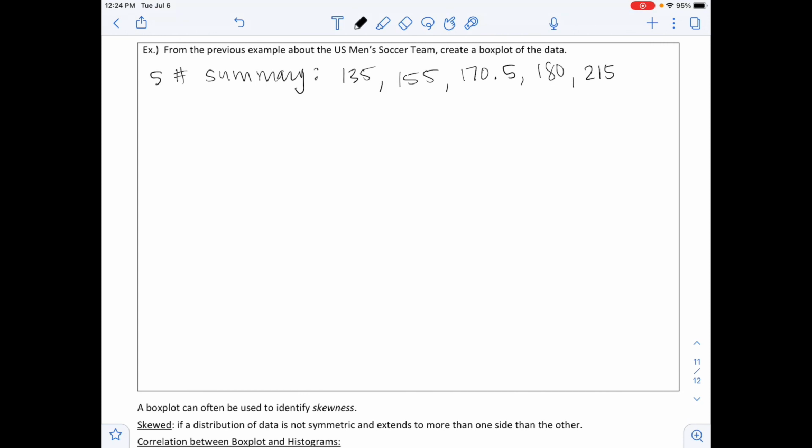In order to make our box plot here, we need the 5-number summary, but we also need to find our fences. So don't forget about the fences. In order to find our fences, we need to calculate our interquartile range, which again is Q3 minus Q1.